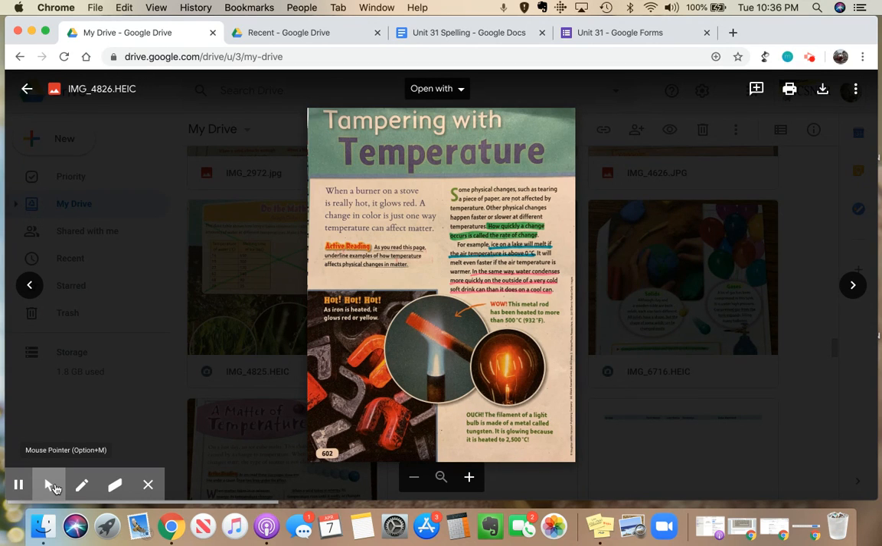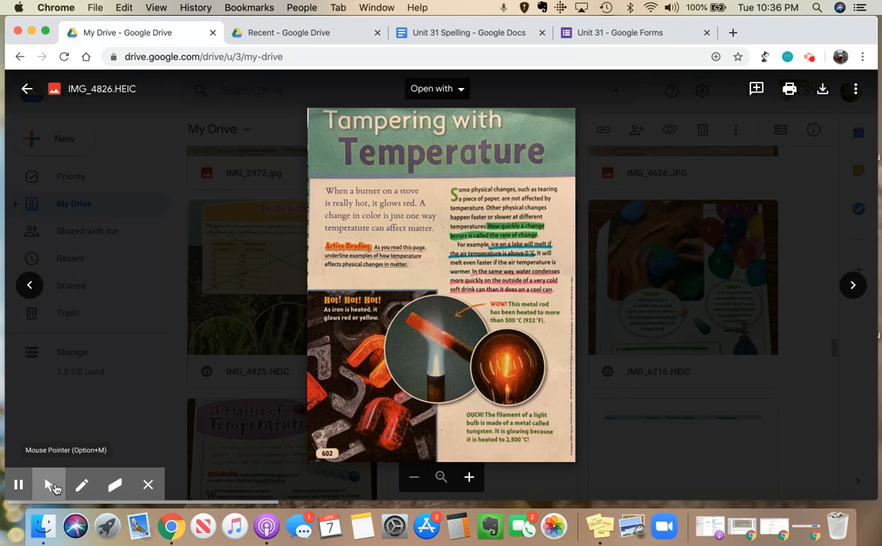So today it's all about tampering with temperature. That's a little tongue twister right there for you. I'm going to start talking over the page, so I need you to follow along whenever I tell you to do something. Please have your pencils and highlighters out, that way you do it as I'm telling you. Okay, so let's go ahead and get started.